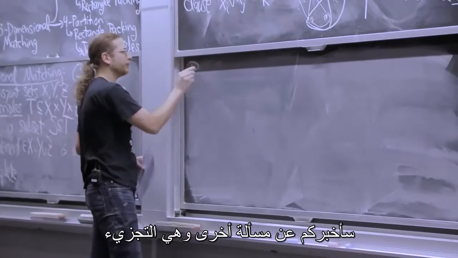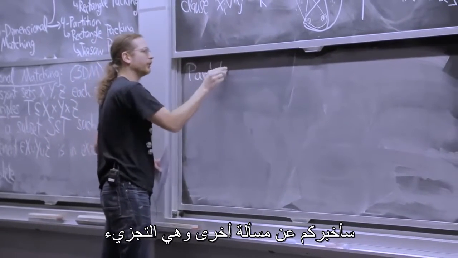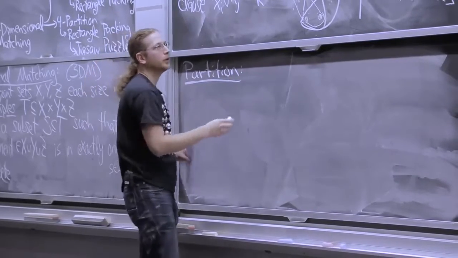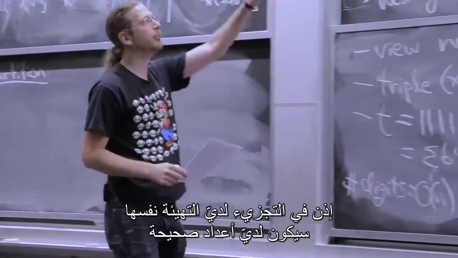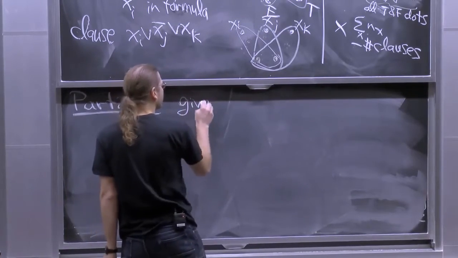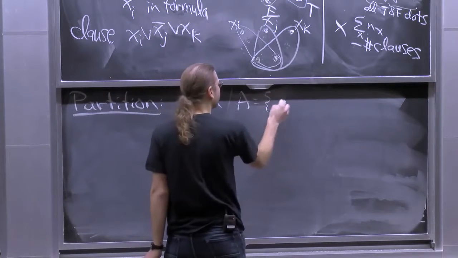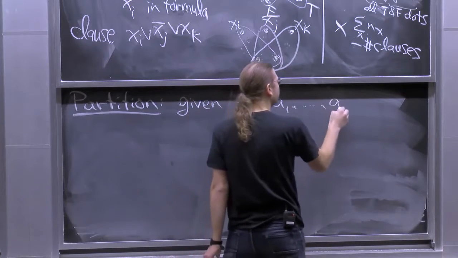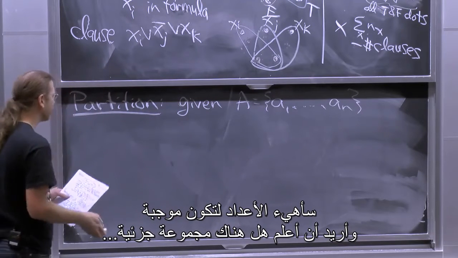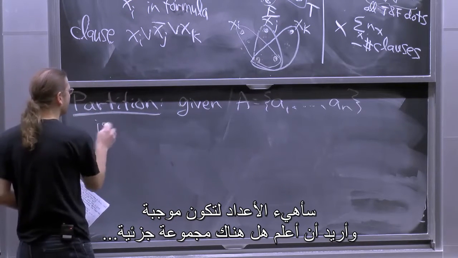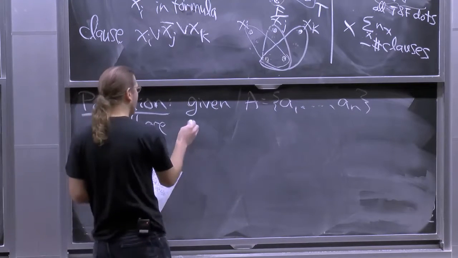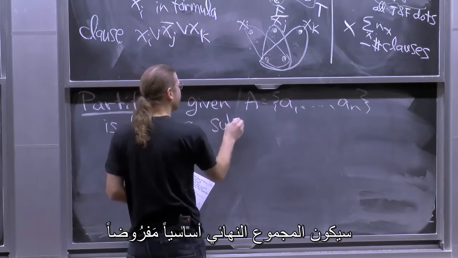Let me tell you about another problem. Partition. So partition is pretty much the same setup. I'm given n integers, let's say they're positive, and I want to know, is there a subset? I'm not given a target sum t. Target sum is basically forced.